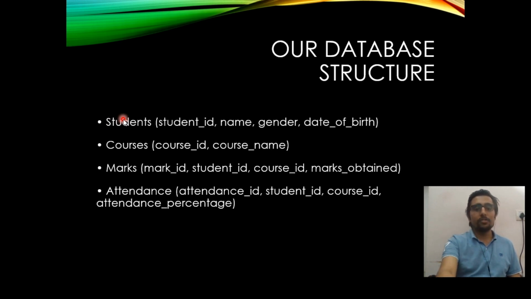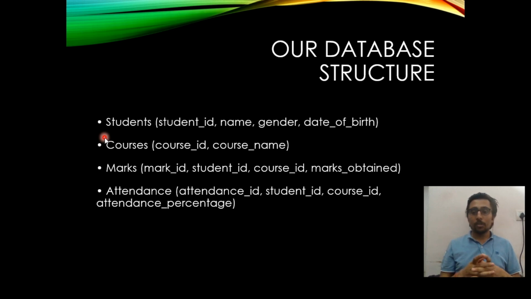So now let's jump to our database structure. As you can see, we have created four key tables for building the student database. The student table has basic info like ID, name, gender, and DOB, which is date of birth. We also created a course table, where we store the course ID and course names. And we have created marks and attendance tables, where we hold student marks for each course, and in attendance we track each student's attendance percentage for courses.